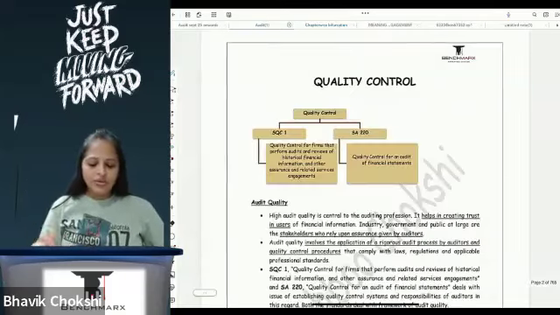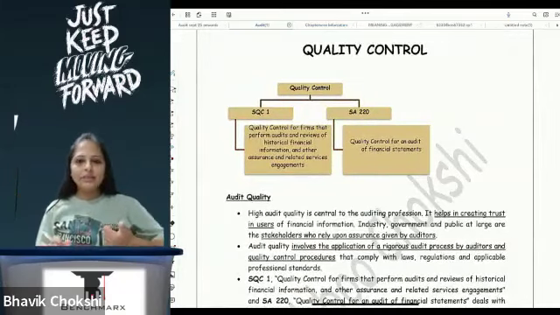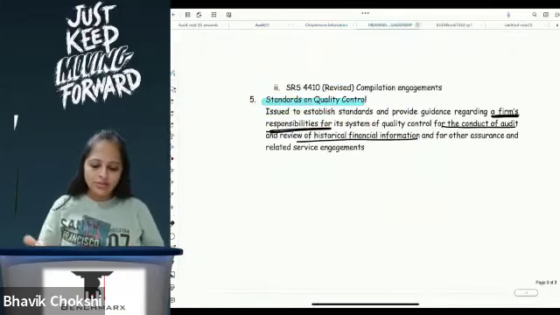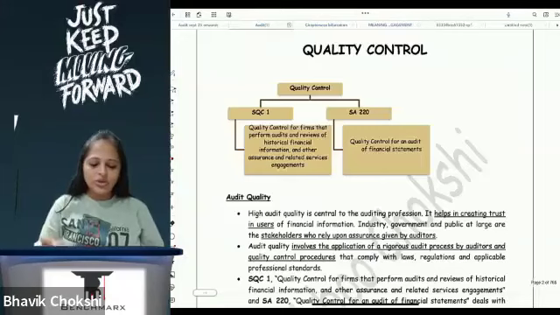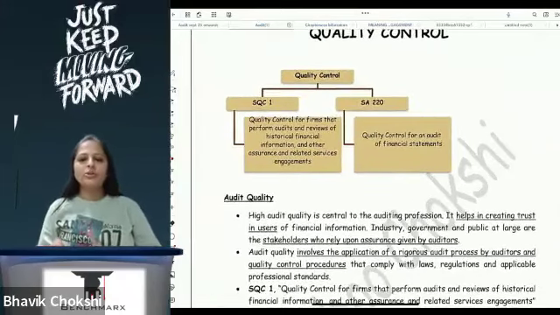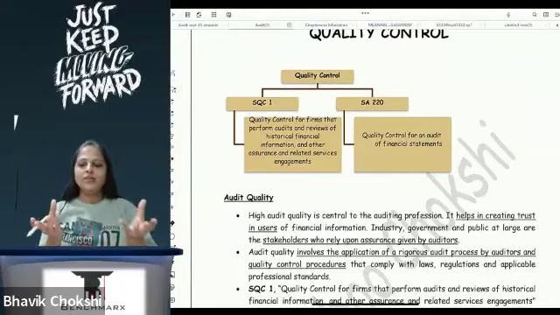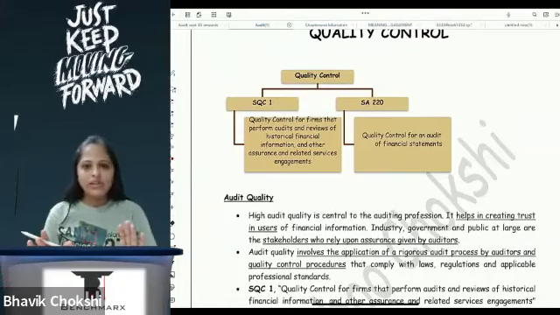Here when we are talking about quality control, we are talking about SQC. Remember what is SQC? Standards on Quality Control. I told you that that is something that we are going to discuss. In that, SQC 1 is something that we are discussing, and we are also talking about SA 220. These two standards are overlapping, so there are a lot of things which are common between the two. We'll start with SQC 1 and then we will move on to SA 220, and we'll see how it is common, what the similarities are, and what the new things are that we need to remember.